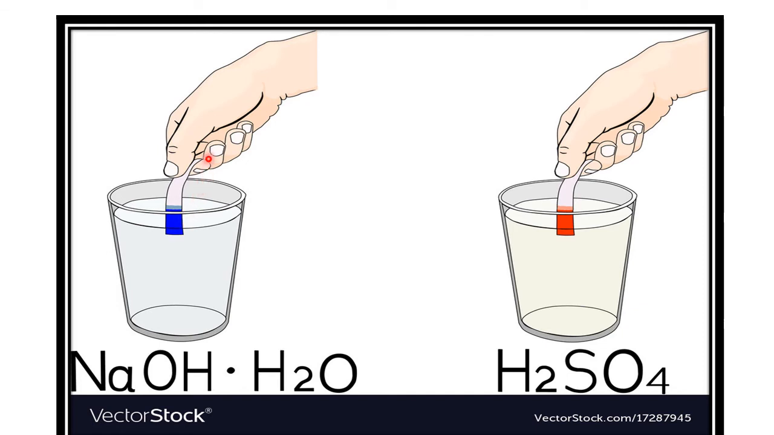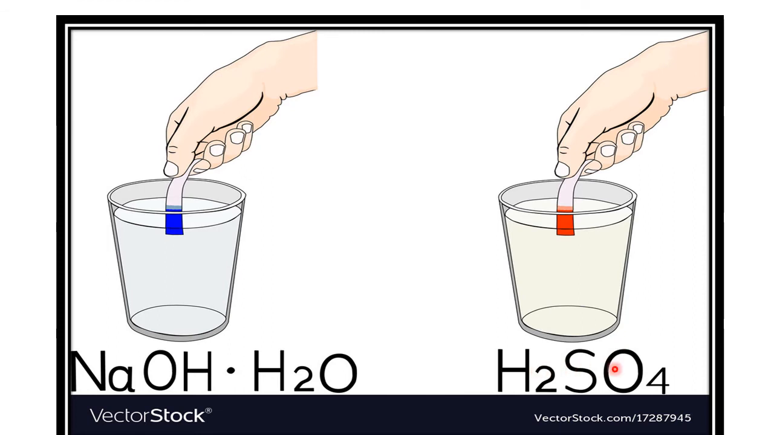And if you add a red litmus in it, then it is going to change into a blue color. I repeat, in a base, if you add a blue litmus, it will remain blue. If you add a red litmus paper in it, then it will change into blue.